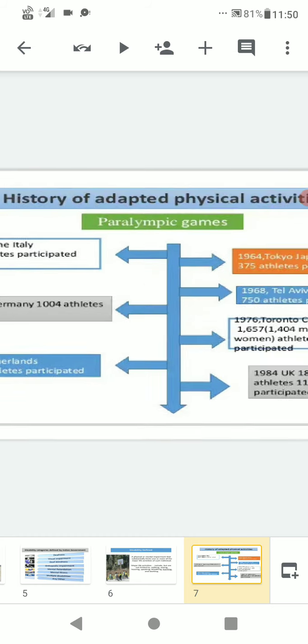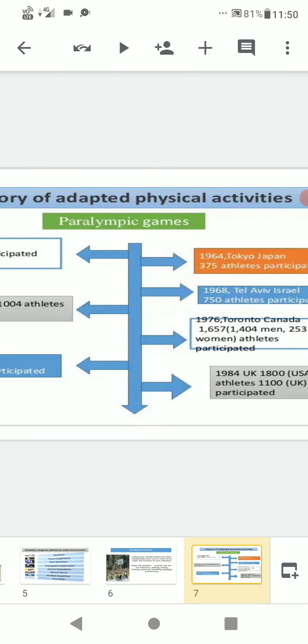So here, history of adapted physical activities.